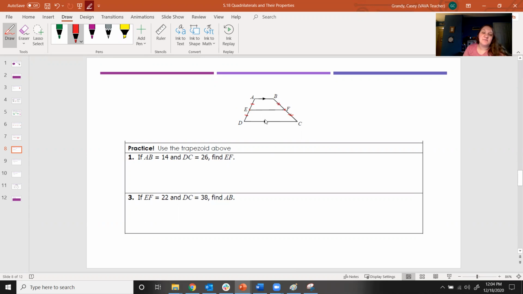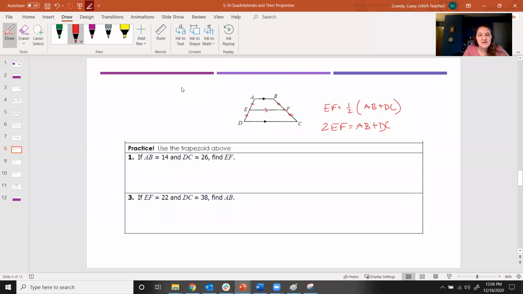So now because it's a midsegment, I know that it's parallel to AB and DC, and I know that the length of EF is half of the sum of the bases. And if you don't like that fraction, just go ahead and multiply both sides by 2. It's the same thing. Okay, so let's use this information to find EF.